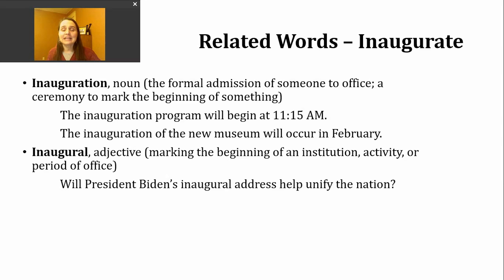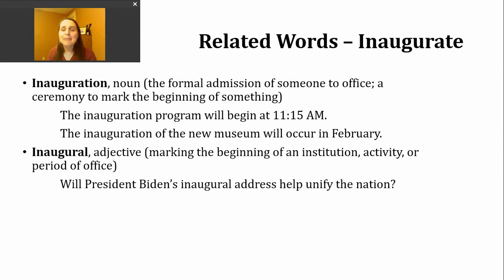A second meaning for the noun is a ceremony to mark the beginning of something. So again, generally something new. Here is an example of that usage. The inauguration of the new museum will occur in February. The last word we'll look at today is the adjective inaugural. It means marking the beginning of an institution, an activity, or a period of office, or a period of time in office. Here's an example of this adjective in a sentence.